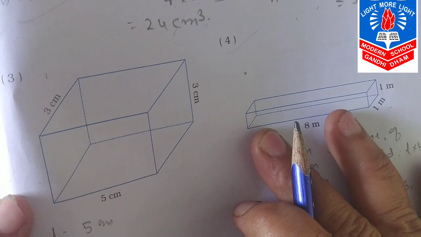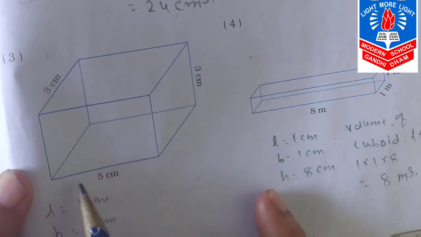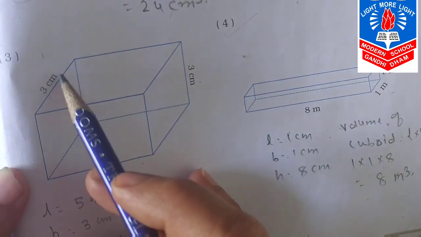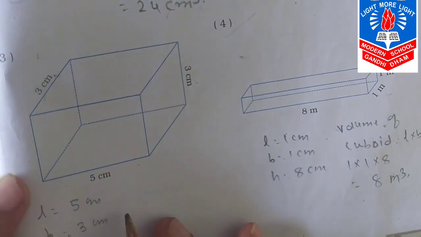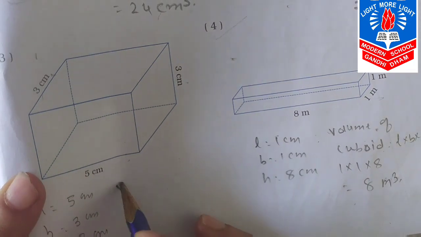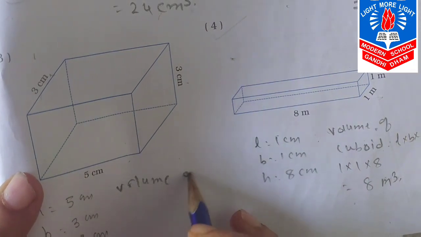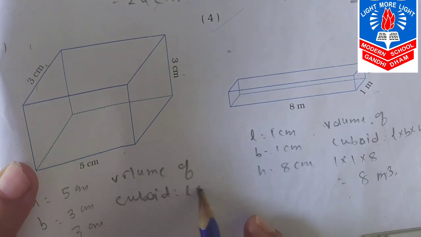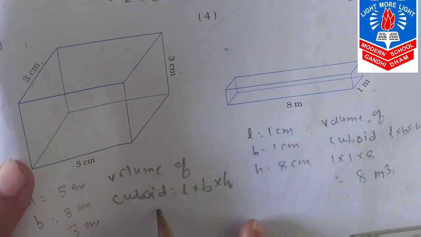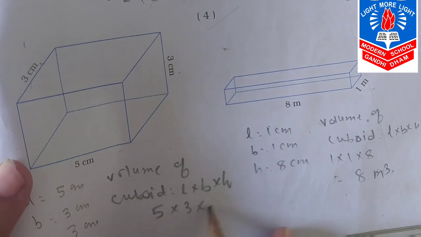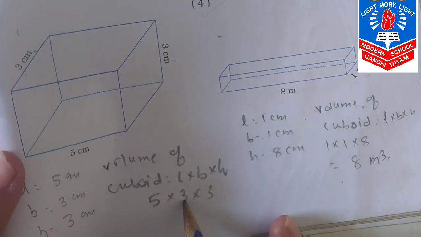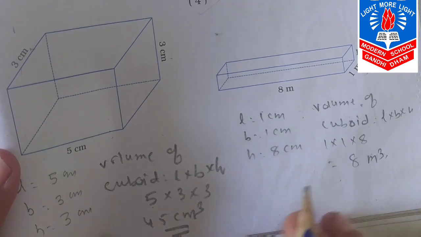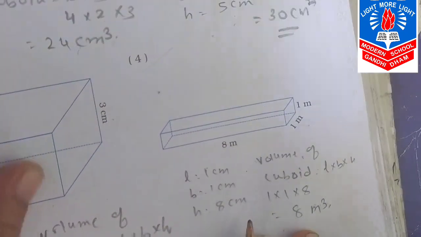Okay. Then here see 5 centimeter length, height 3 centimeter and breadth 3 centimeter. Okay. So volume of cuboid is equal to length into breadth into height. So 5 into 3 into 3. 3 3s are 9, 9 5s are 45 centimeter cube. That is the answer.